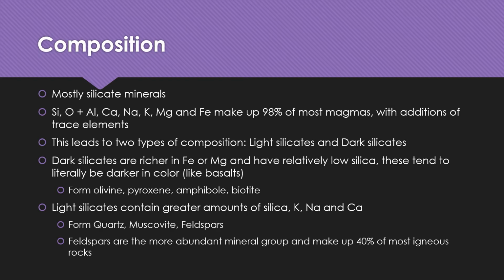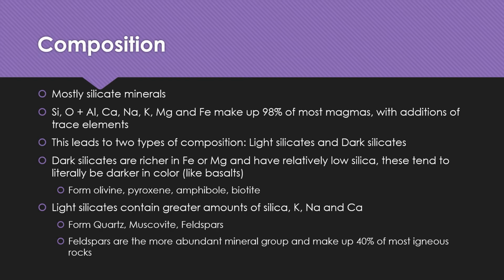Okay, light silicates contain greater amounts of silica, potassium, sodium, and calcium. So they form quartz, muscovite, and feldspars. So feldspars are the most abundant mineral group. They make up 40% of most igneous rocks. Okay. And the type of feldspar you have can actually determine the color. So sometimes feldspars are pink and sometimes they're white.